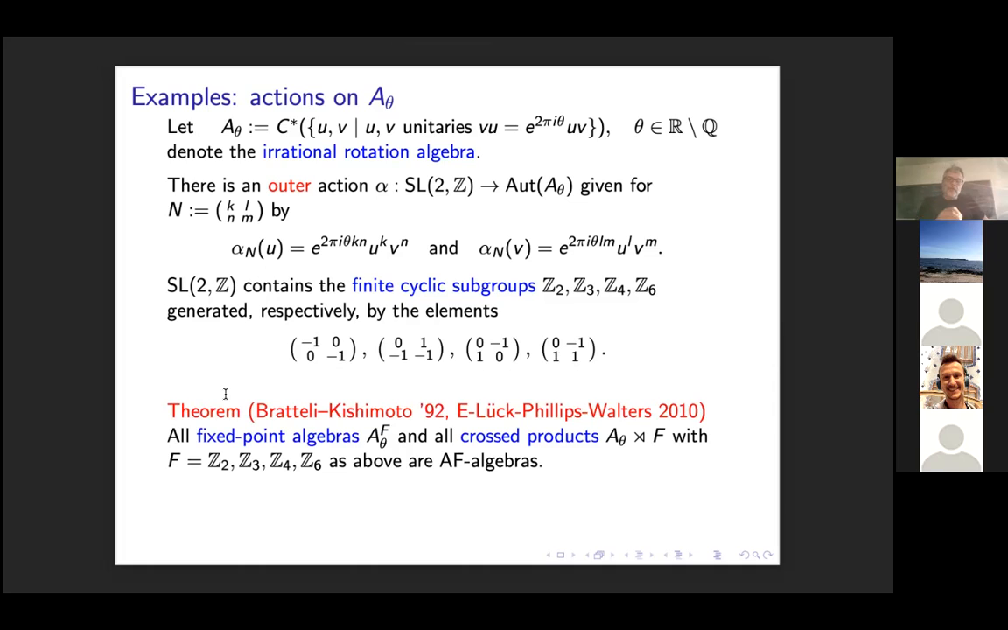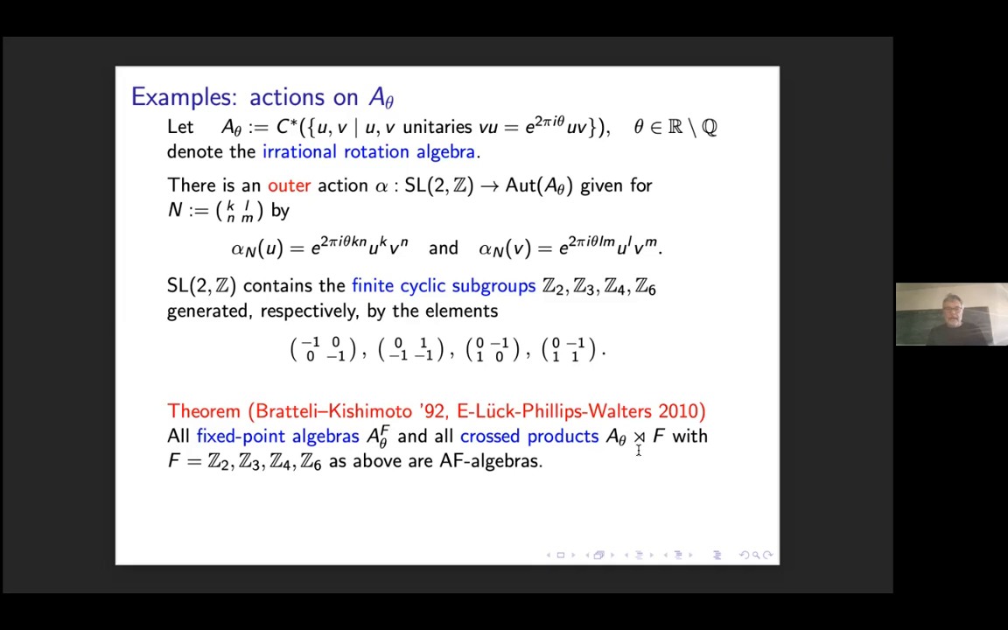And there's a theorem which was proved in the case of Z mod 2Z by Bratteli and Kishimoto in '92. In a paper by myself with Wolfgang Lück, Chris Phillips, and Samuel Walters in 2010, we looked at all the other cases. We completely classified these fixed point algebras and the crossed products of these finite groups acting on A theta. So we restricted the action of SL2Z to these finite groups. One result was that the fixed point algebras and the crossed products are always AF algebras, very close to A theta itself, which is not an AF algebra.